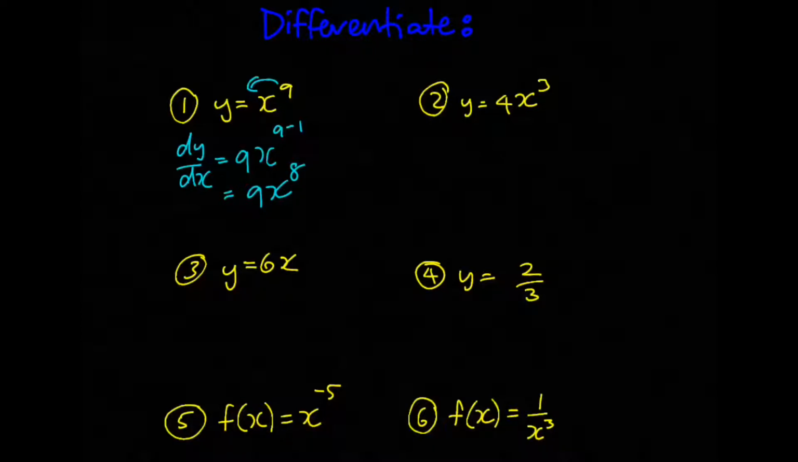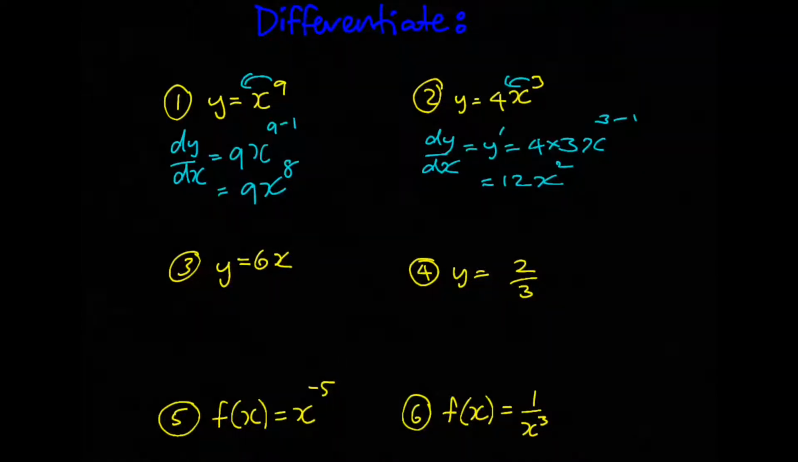Part 2, y equals 4x cubed, so dy on dx, and that can be stated as y dash as well, is equal to 4 times 3, because the 3 comes down to multiply, x to the 3 minus 1, which equals 12x to the 2.